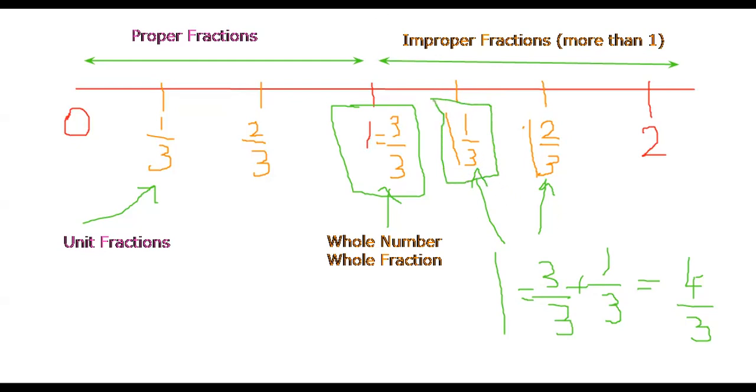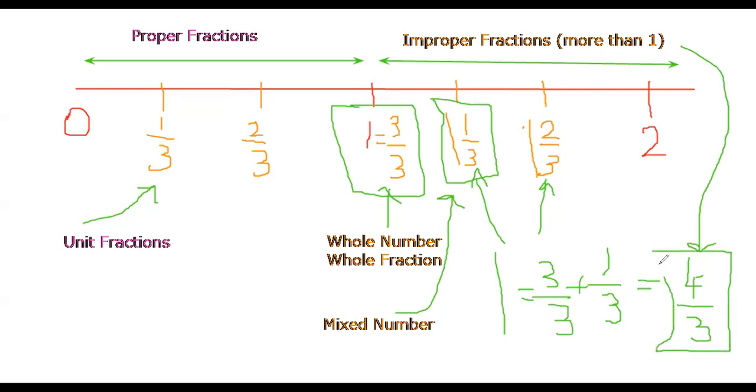This is what we call a mixed number. And this is what we call the improper fraction. Improper fraction is when you write it where the numerator is more and the denominator is small. Only an improper fraction can change to become a mixed number.